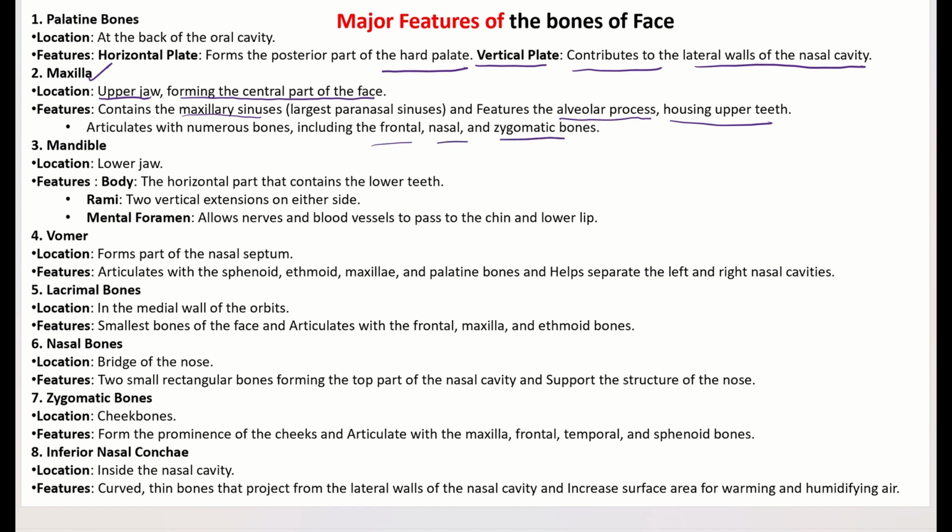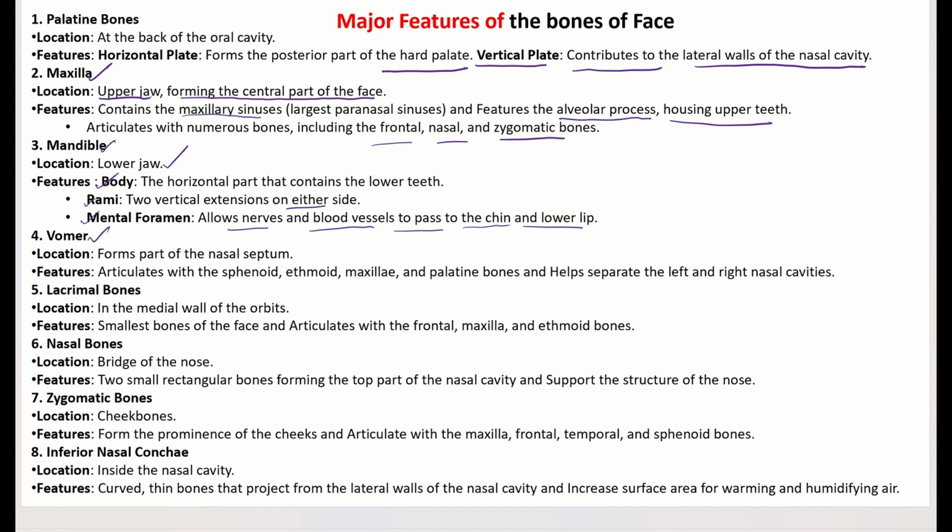The third one is the mandible, and it is located at the lower jaw. The features here include the body, rami, and the mental foramen. The body is the horizontal part that contains the lower teeth. The rami are the two vertical extensions on either side. The mental foramen allows nerves and blood vessels to pass to the chin and lower lip.